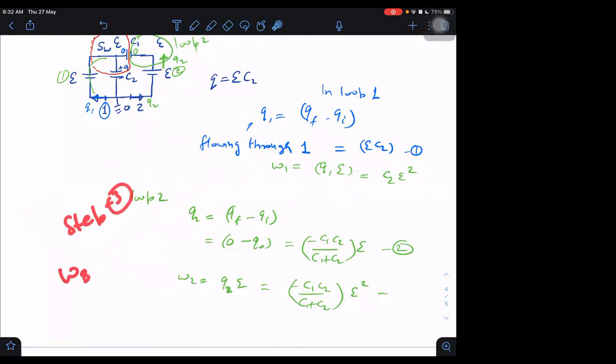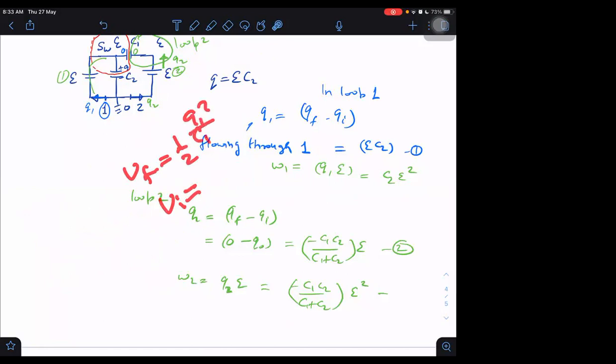After going through step 2, then step 3. Step 3 is: work done by battery is equal to change in potential energy plus heat energy dissipated. I can achieve step 3 after knowing delta U. How to know delta U? From final potential energy and initial potential energy. How to determine final potential energy? Separately, half of Q1 square by C1. Similarly, whatever charges are there in each capacitor, find the energy stored initially and finally, and then take the difference.